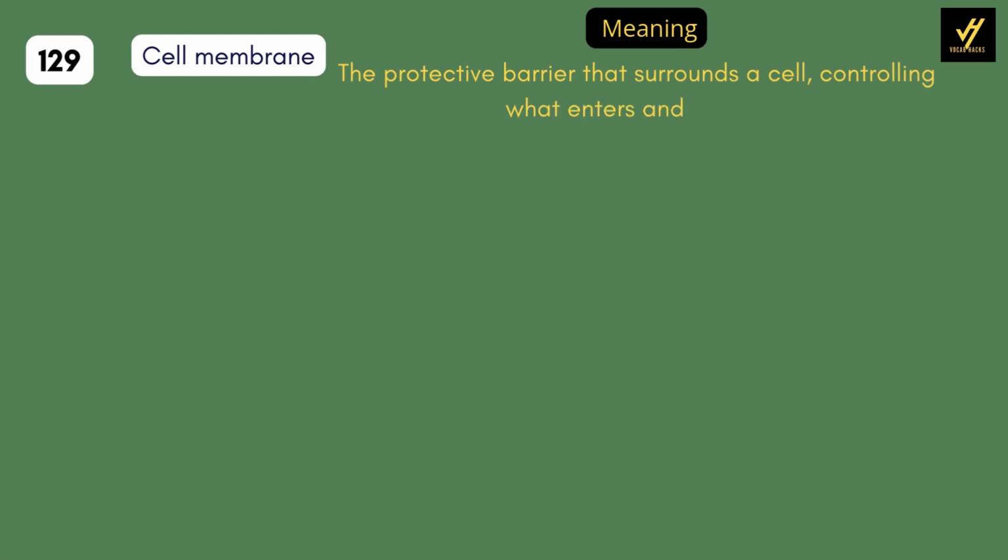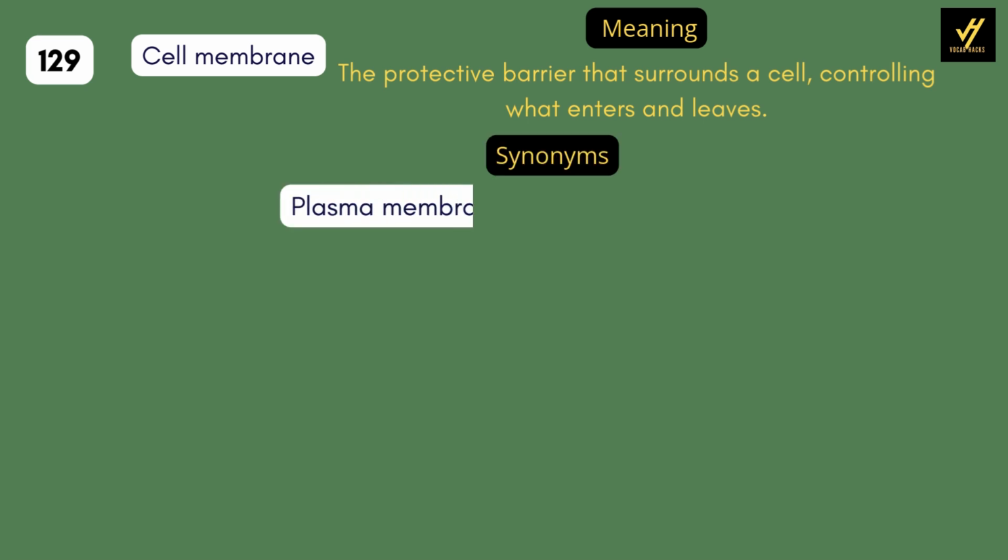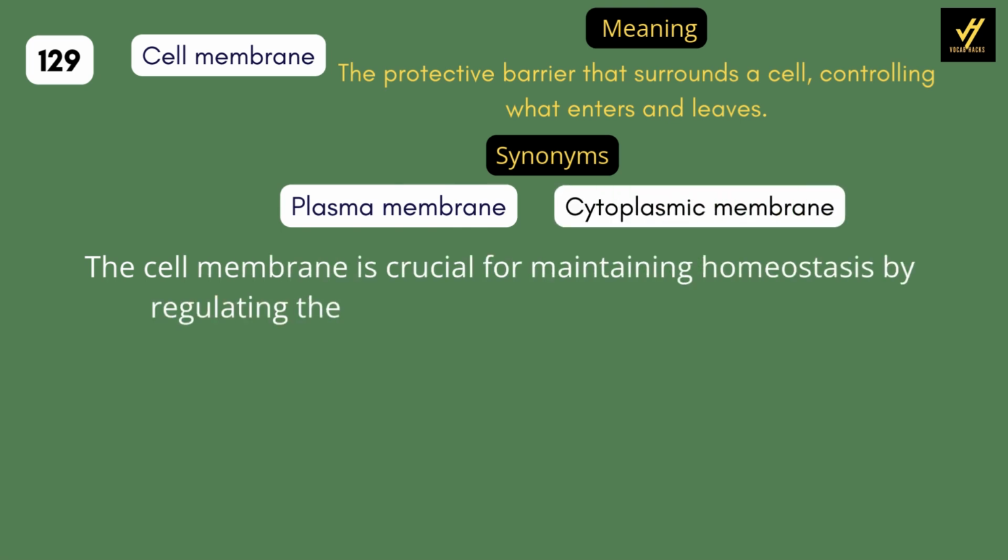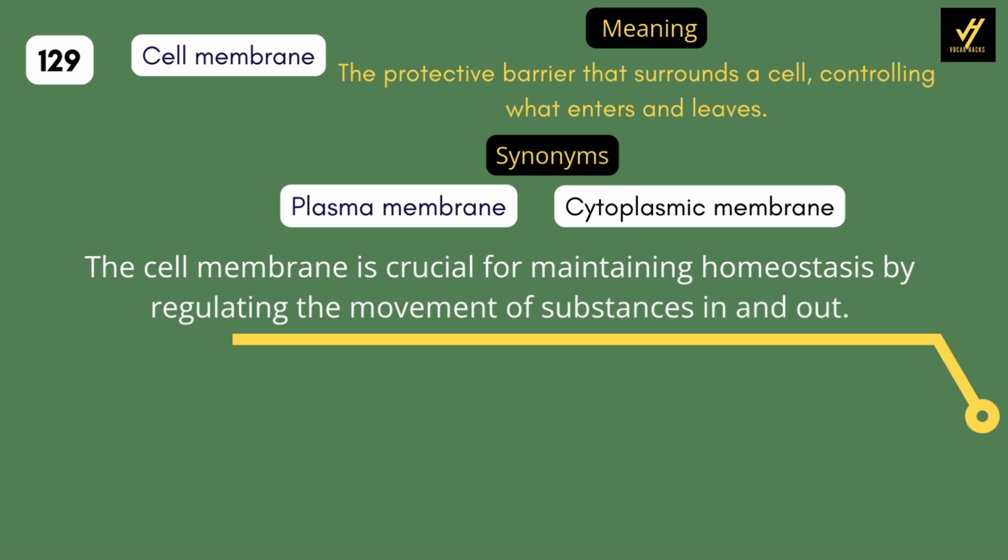Cell membrane, the protective barrier that surrounds a cell, controlling what enters and leaves. Plasma membrane, cytoplasmic membrane. The cell membrane is crucial for maintaining homeostasis by regulating the movement of substances in and out.